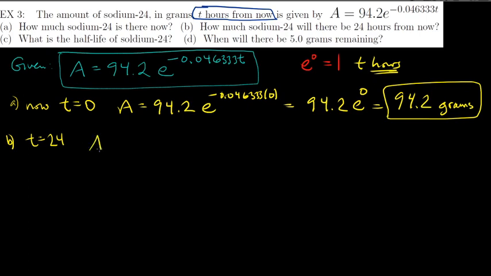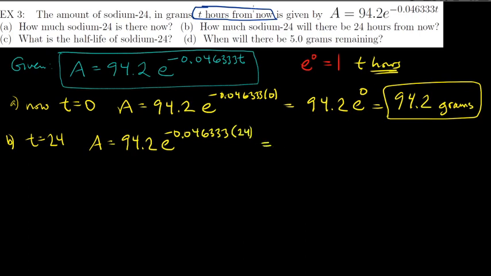So you do the same expression. This is 94.2 times e to the negative 0.046333 times 24.